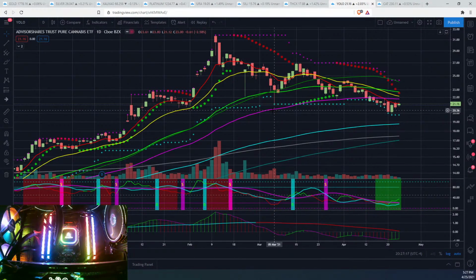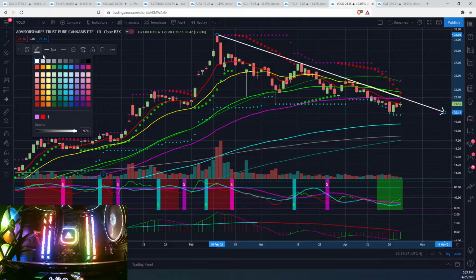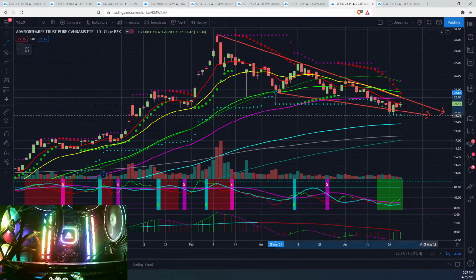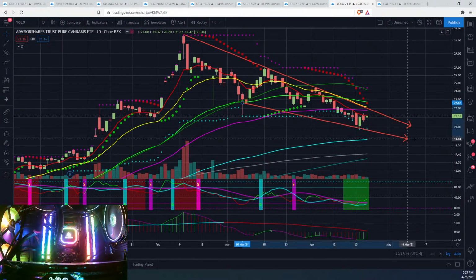YOLO is another one, another cannabis ETF. The chart looks very, very similar. We can see a couple minor differences, but overall it gives the same picture. I'm obviously very bullish on this overall, but once again, we can see a very clear pattern is forming right here. And so when we break out of that pattern in one direction or the other, we can take a much more accurate or educated guess at, is this it? Are we going to now reverse the trend and move back to the upside?